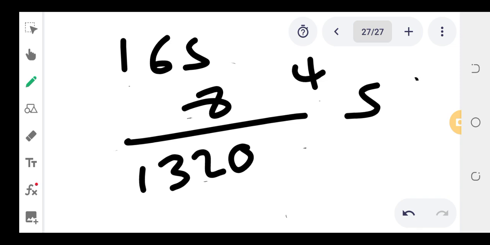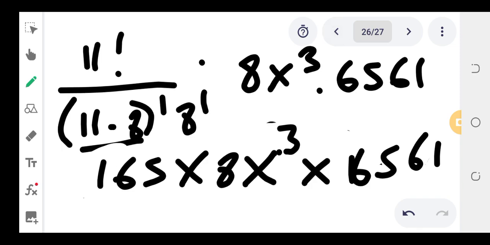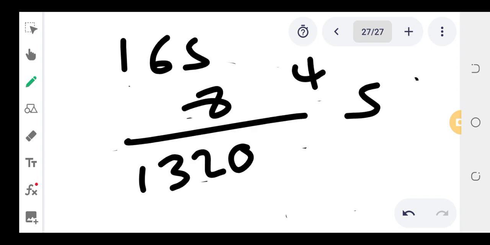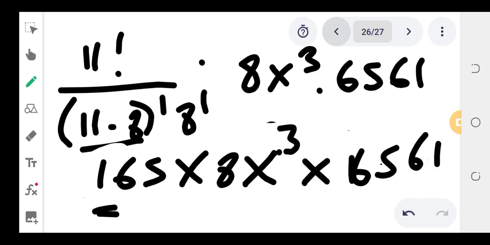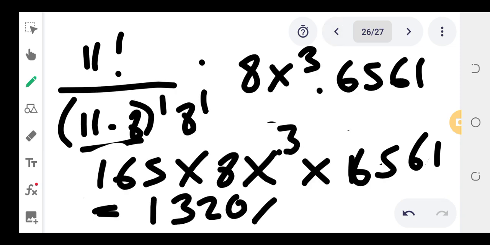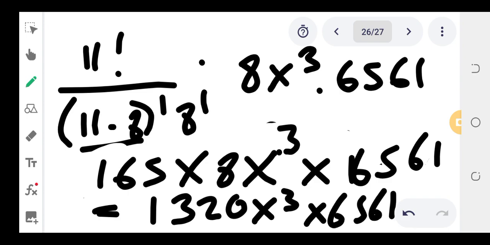So we are reducing this, sorry. So we have got 1320, 1320 cubed times 65, 61. So let's multiply that.